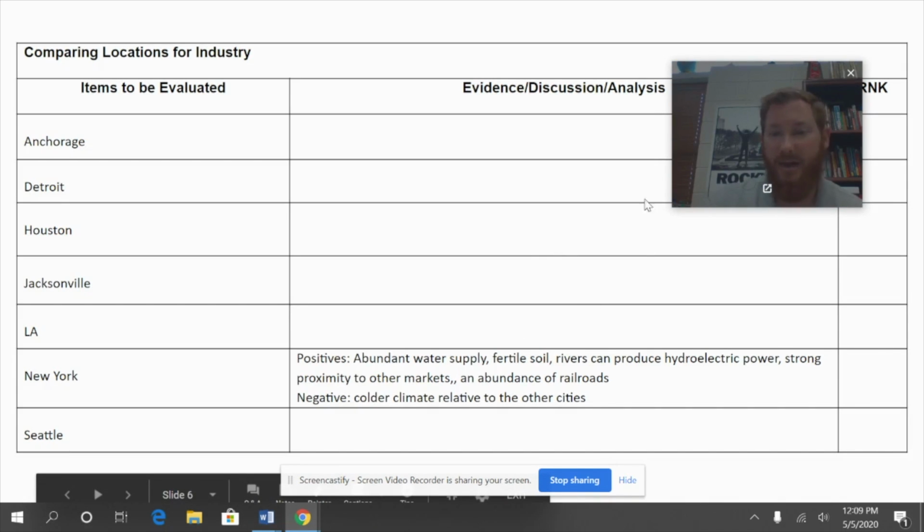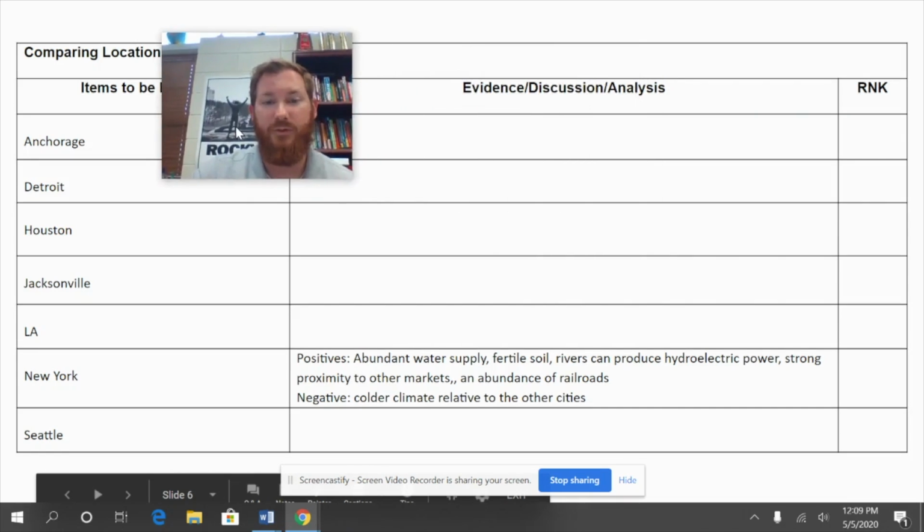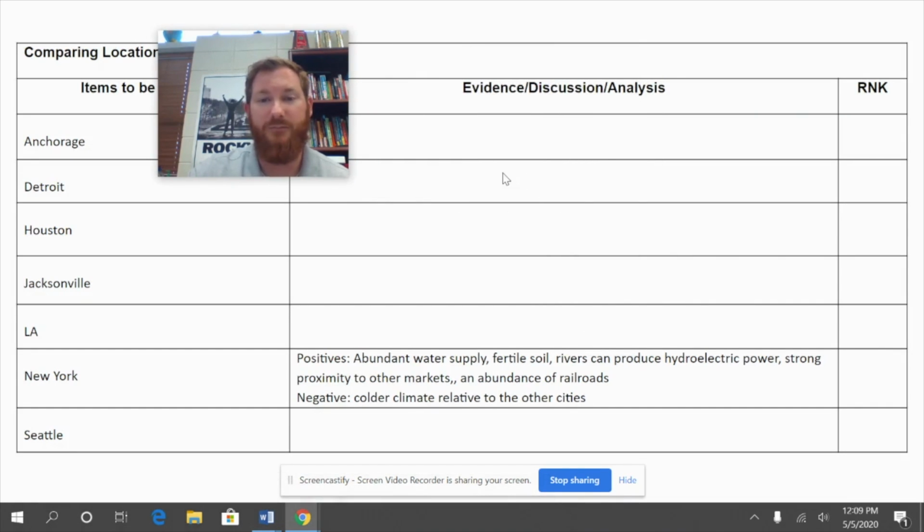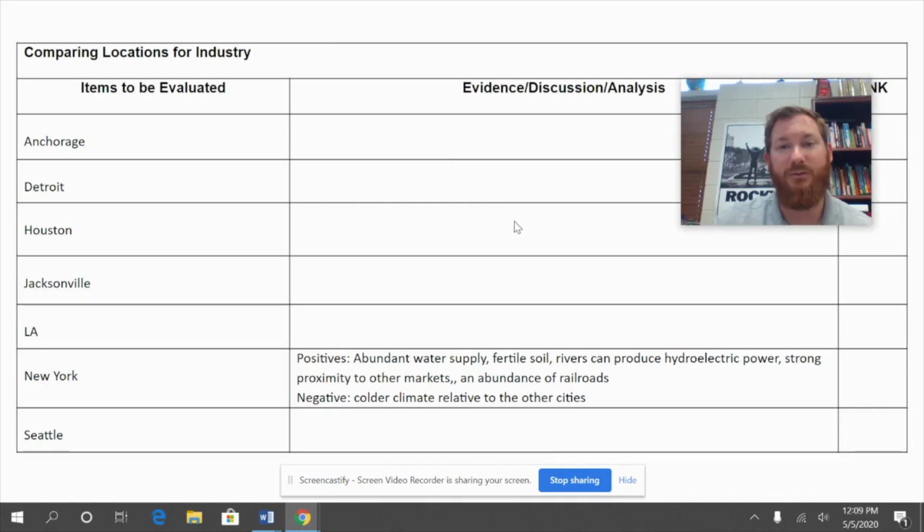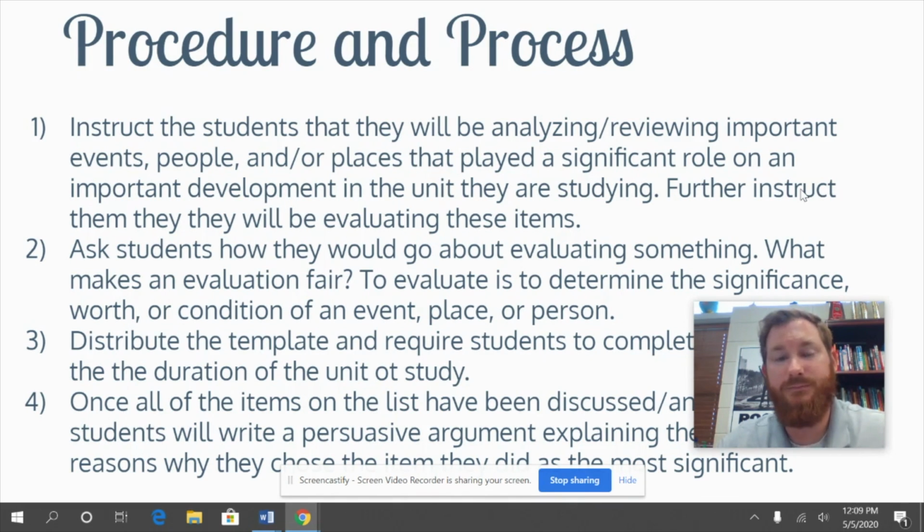So again, the And the Winner Is template provides them a place for entering their evidence, their discussion within their group, and their analysis of the city. And then finally, at the end, they rank the cities 1 to 7 based on how well that city can handle industry.